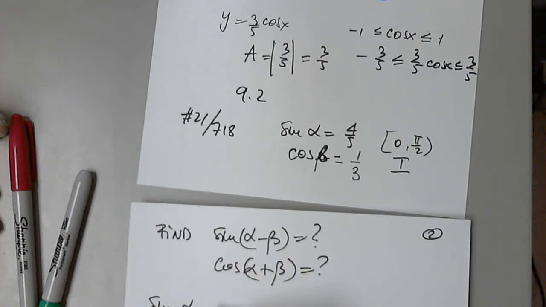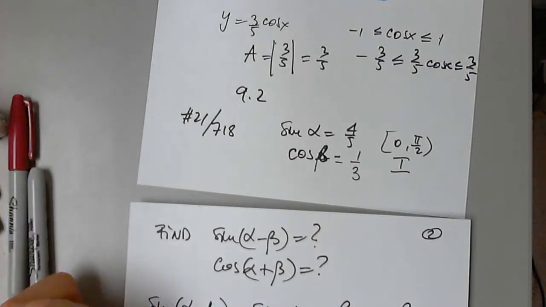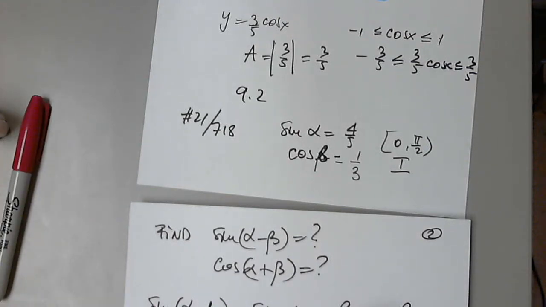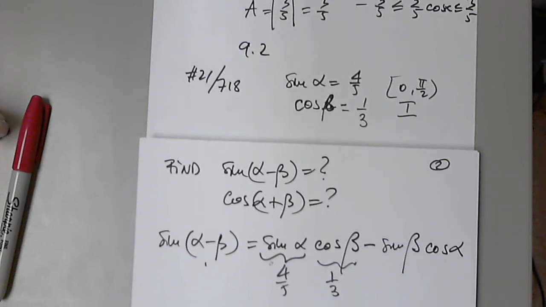So we know the formula or the identity. Sine alpha minus beta is sine alpha cosine beta minus sine beta cosine alpha. We're only given sine alpha, which is 4/5, and cosine beta, which is 1/3. So I'm going to put them in here. So this is 4/5, and this is 1/3. I do not have sine beta, and I do not have cosine alpha.